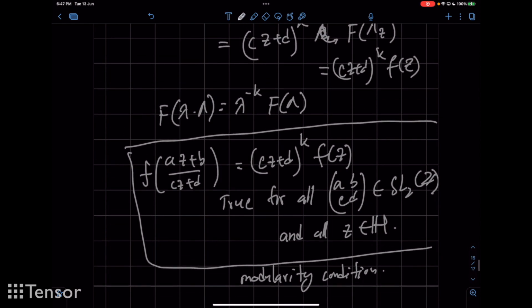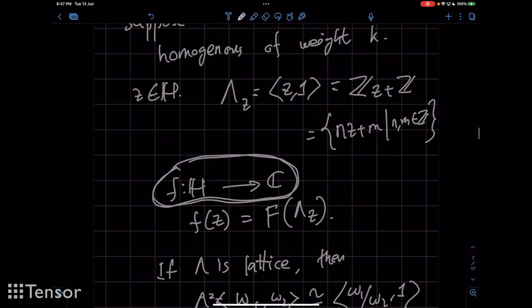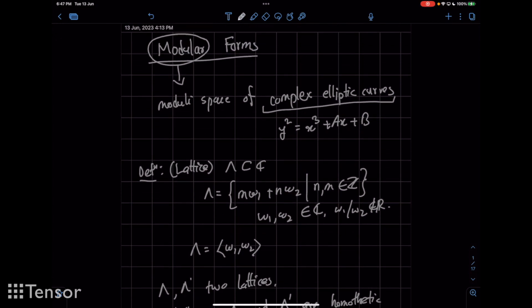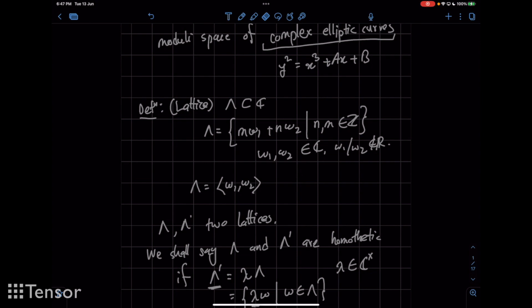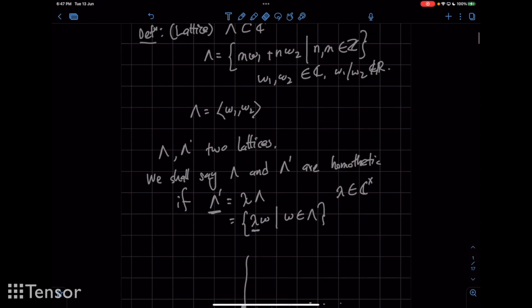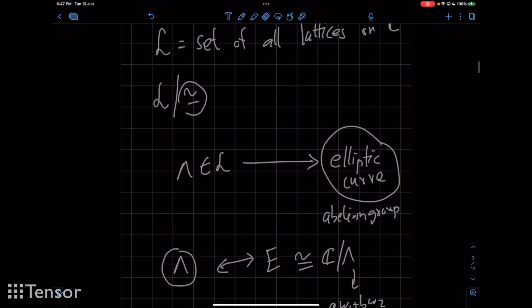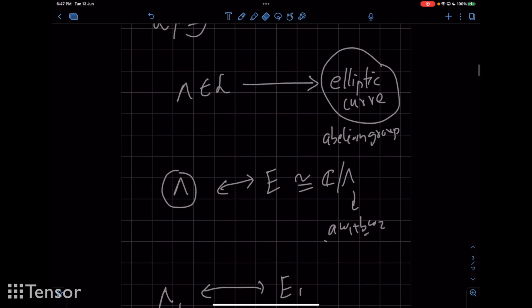So let us revise what we have done so far. Our motivation started from wanting to study the moduli space of complex elliptic curves. So what is the moduli space of complex elliptic curves? For that we defined what a lattice is, and then we defined what homothetic lattices are. Then we briefly said that all lattices correspond to an elliptic curve, which happens to be an abelian group, and vice versa as well: for every elliptic curve, there is a lattice that generates it.